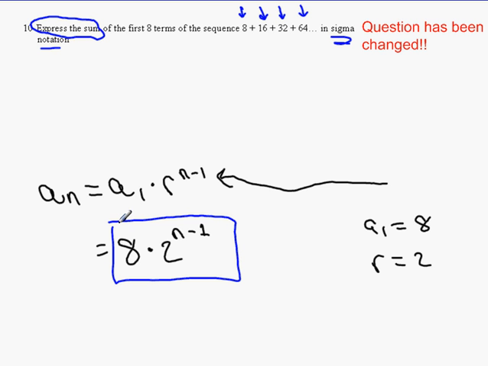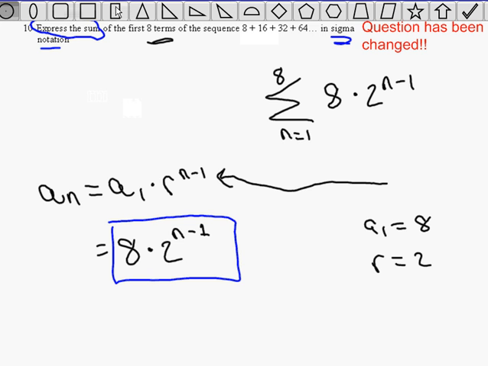So we have our formula. Formula is right over here. So let's write our formula: 8 times 2 to the n minus 1. Our start is n equals 1. And it says express the sum up to the first 8 terms, so we're going to end at 8. So this is our final answer.